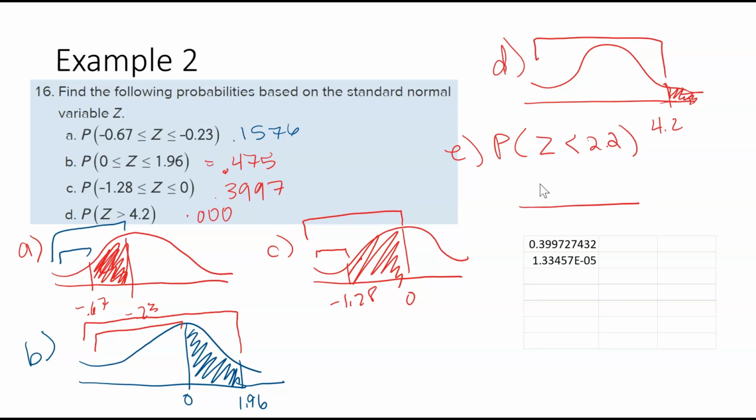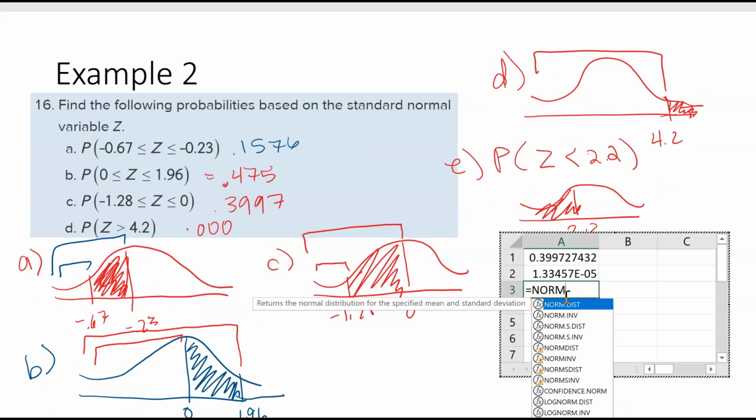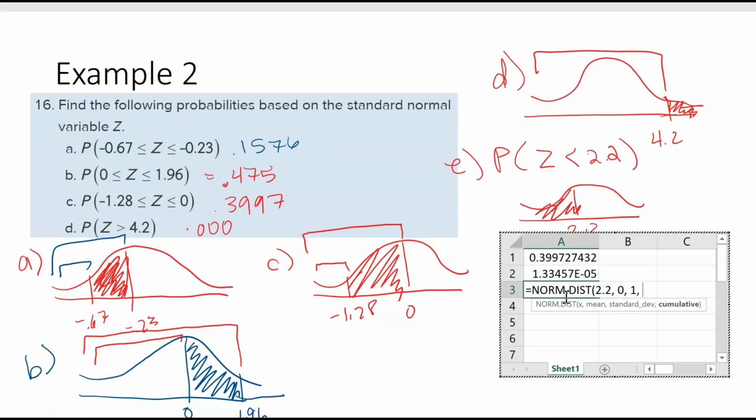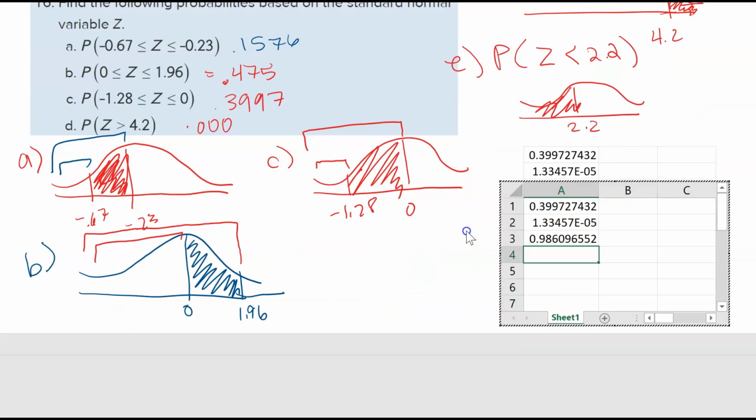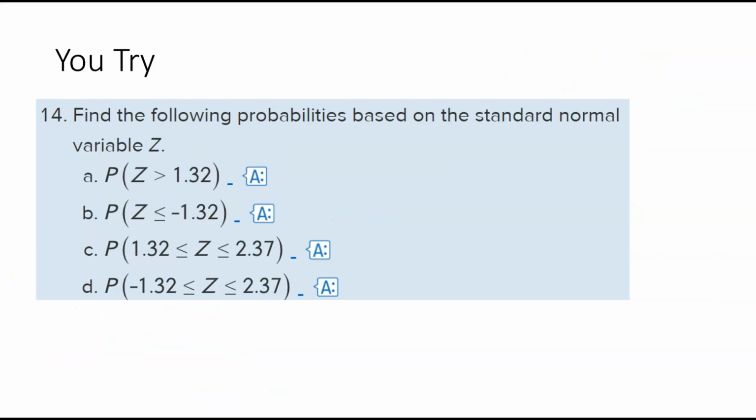And just to show you guys, if we wanted z is less than 2.2, that's a real easy one because it's already to the left, so we would just type it in. NORM.DIST 2.2, 0, 1, 1, and we would get 0.9861. So go ahead and give these ones a try. Press play when you're ready to see the solution.